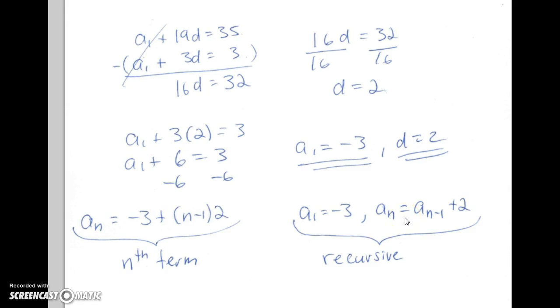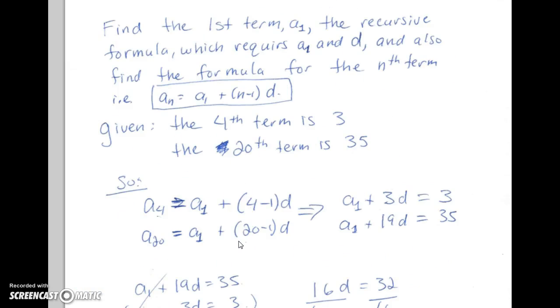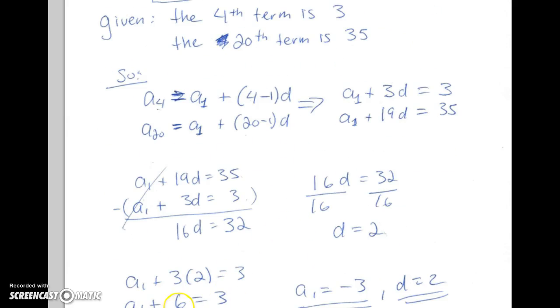Here's our recursive sequence, right? We need the first term, a sub 1 equals negative 3, and basically the nth term is the preceding term with the common difference applied. A sub n equals a sub n minus 1 plus 2. The nth term formula is just a sub 1 and the common difference, so a sub n equals negative 3 plus n minus 1 times 2. Okay? All right. So like I said, this is a good way of doing it.